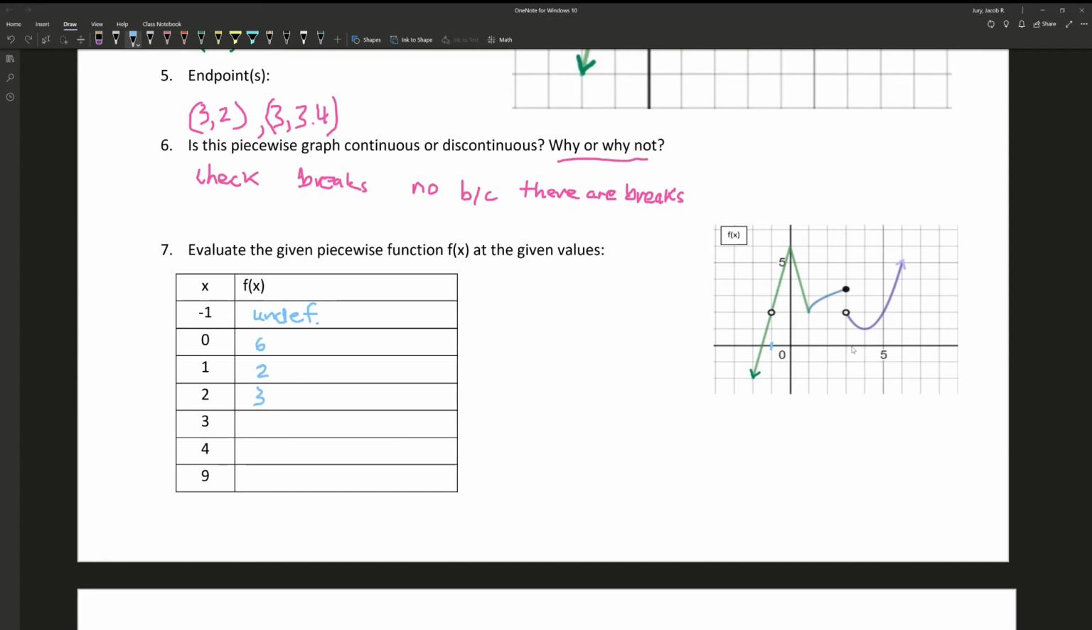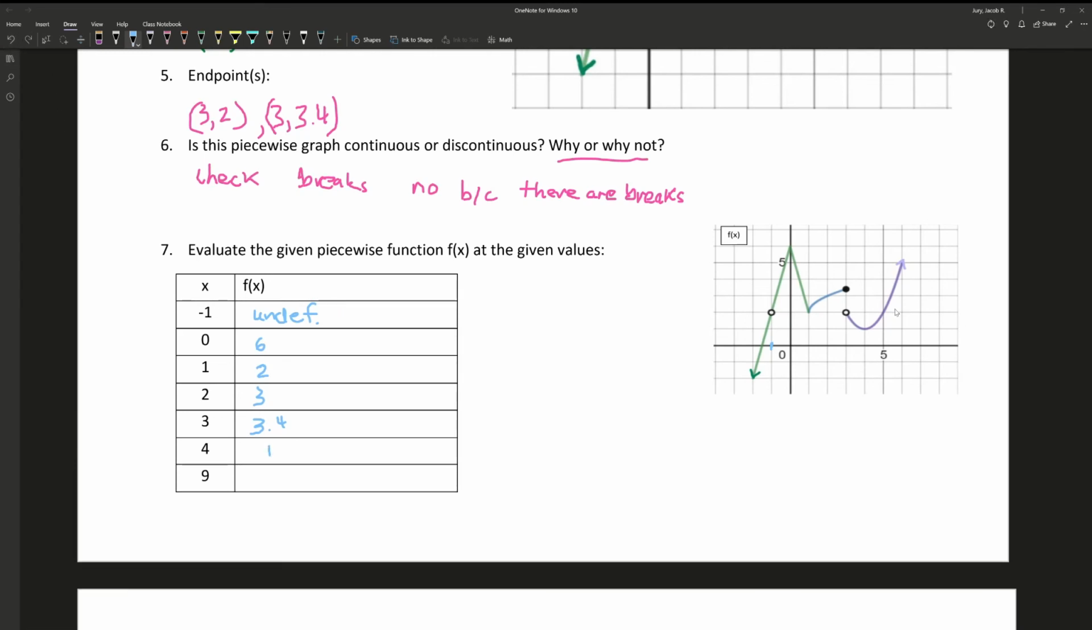And then at 3, we have that break. This is a difficult one to pick, but not if you follow how these points are noted. This is a closed circle at 3.4, and an open circle at 3.2. So we will be taking 3.4 as our y value at 3 because it's a closed circle. So we're going to ignore the open circle because it's not included. And then for 4, we're at the vertex of our parabola at 1.